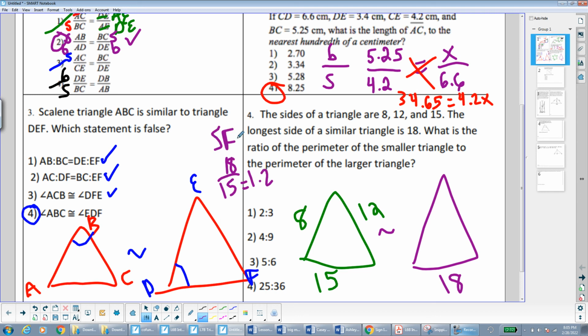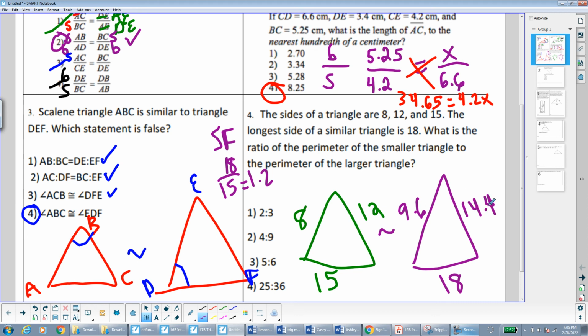So that tells us to get from each side of the smaller triangle, we're going to multiply by 1.2 to get the corresponding part from the larger triangle. So I'm going to do 8 times 1.2, and that gives me the side of this triangle, which is 9.6. And I'm going to also do 12 times 1.2. And that gives me the corresponding side from this triangle, which is 14.4.